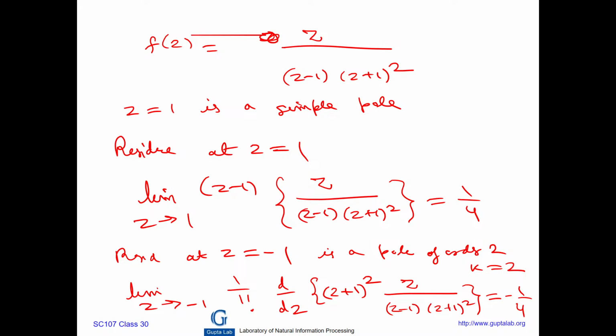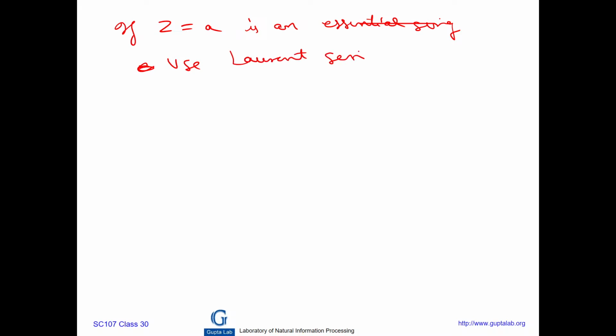So depending upon what kind of pole it is, I think even in the case of essential singularity we can find the residue. So let me show you how you do that. Okay, so if z is equal to a is an essential singularity, then what you can do is just use Laurent series expansion to find the coefficient a minus 1, which is the residue, right?